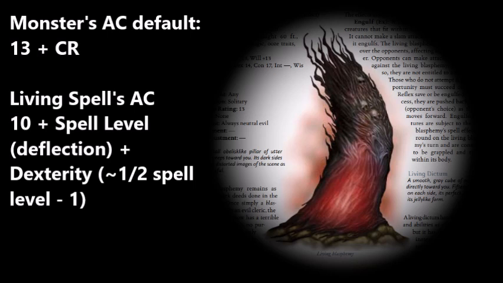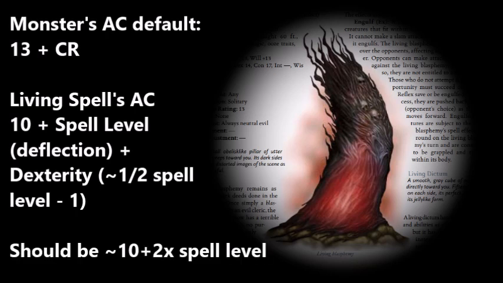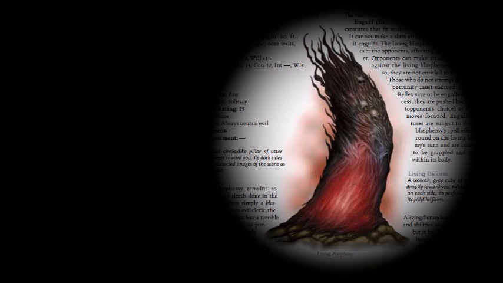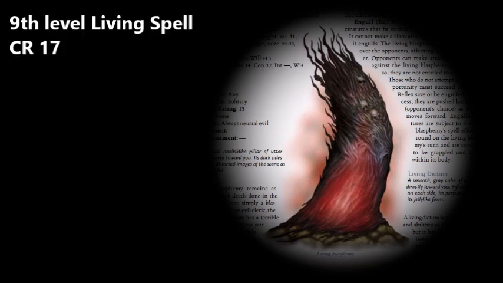Meanwhile, its armor class should be increasing at a rate equal to double its spell level to keep up with its challenge rating. Oozes already tend to have lower armor class, but they also have far more hit points to compensate than most monsters, with a spectacular constitution score to complement that. To put it another way, let's look at a Living Spell based on a 9th level spell, which would have a minimum caster level of 17 and thus a challenge rating of 17.